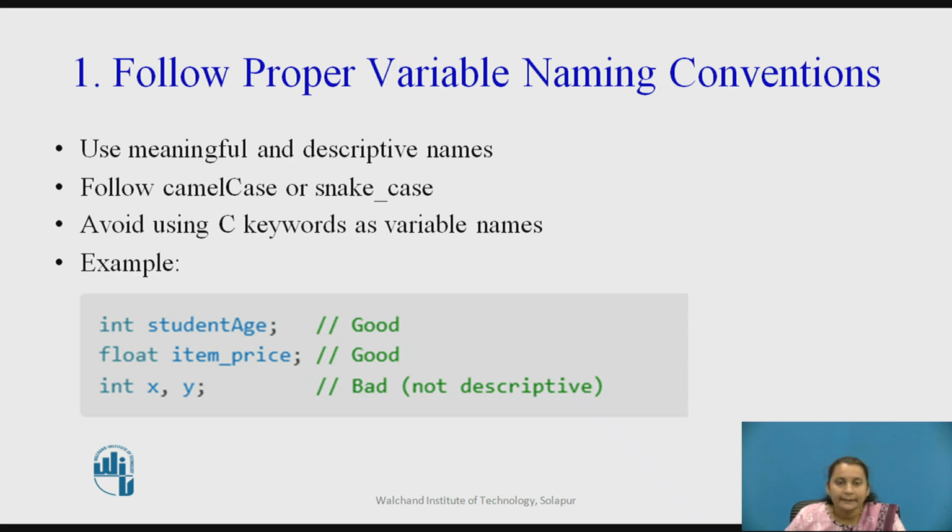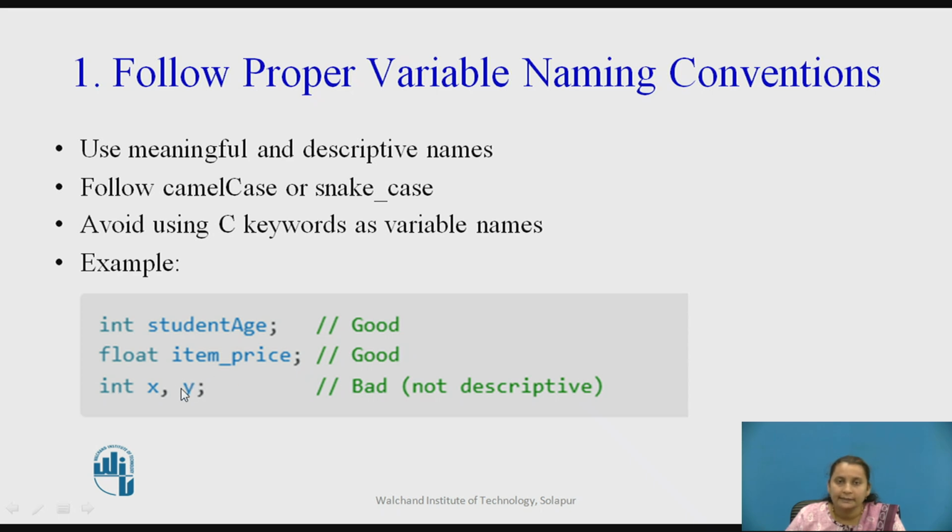Another method of variable naming is snake case. Here, instead of a space we can take an underscore. We know that the underscore is allowed in the name of a variable, so instead of the space we can take an underscore. In the second example you can see float item_price. That is good. Why is it good? Because we have not taken a space, we have differentiated the words using an underscore. So this is a very good example, student age and item price.